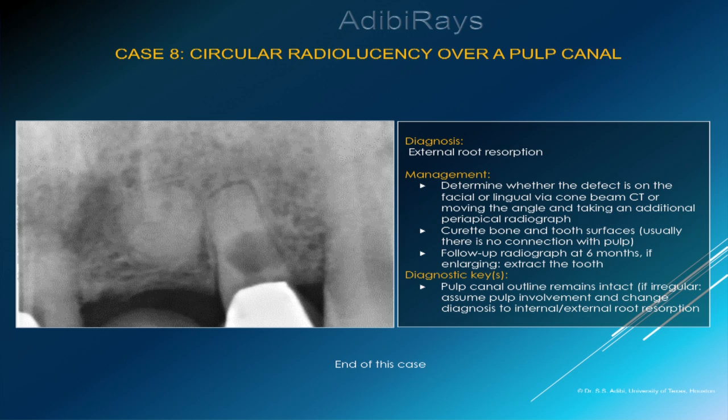When external resorption of a root is diagnosed, it can be curetted with care, avoiding pulp involvement. Follow up at 6 months. If the lesion enlarges in size, the tooth must be extracted. Key diagnostic signs for these lesions are that the pulp canal outline remains intact. If the pulp is irregular in shape, the diagnosis is internal and external root resorption.